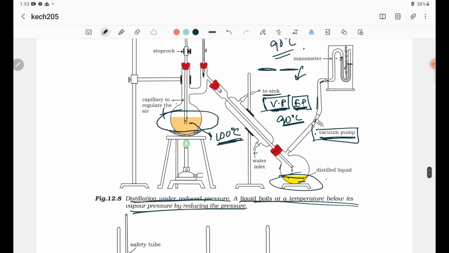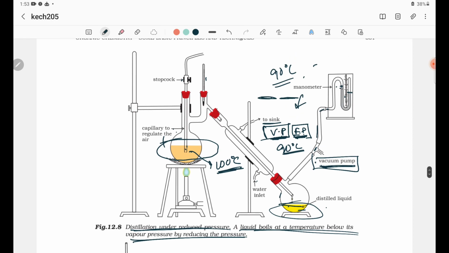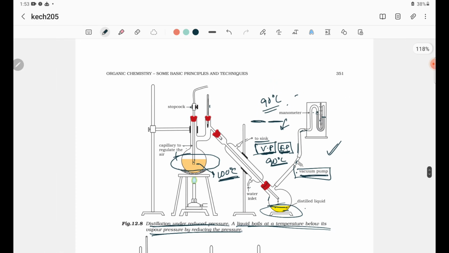So this is the setup. Suppose a setup is given, you may be asked what type of setup it is. Same thing.